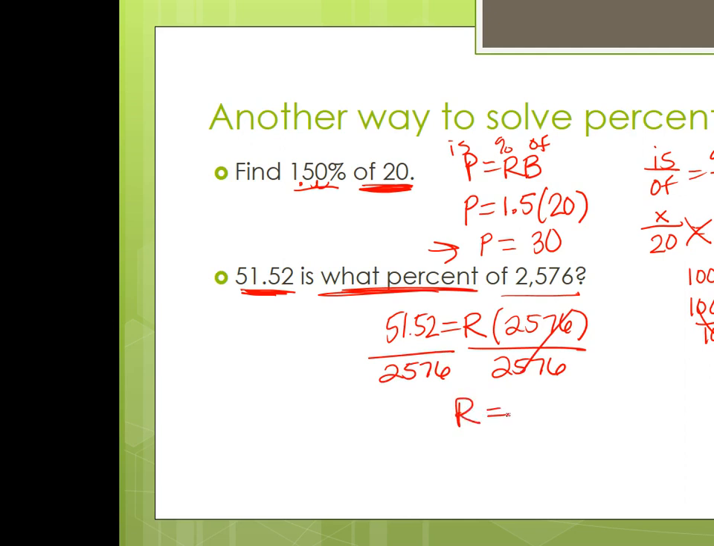And in my calculator, I get 51.52 divided by 2,576, which is .02. And if they want it as a percent, I can move the decimal over twice to the right. It is 2%.